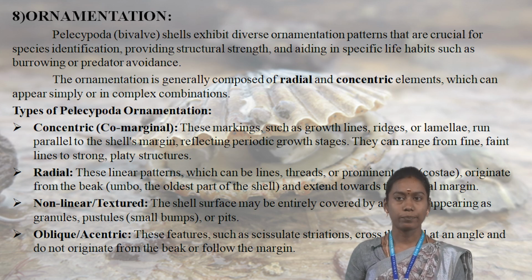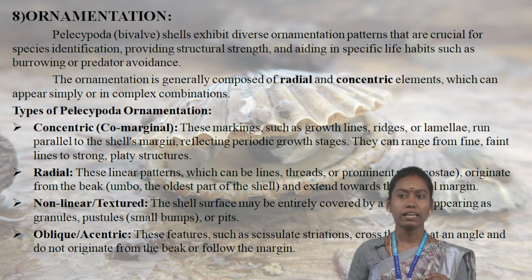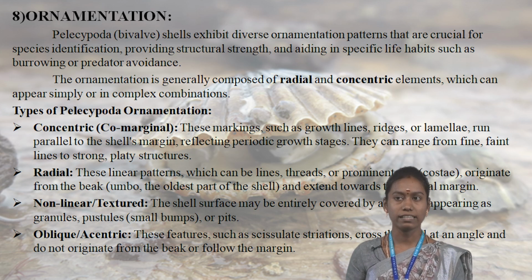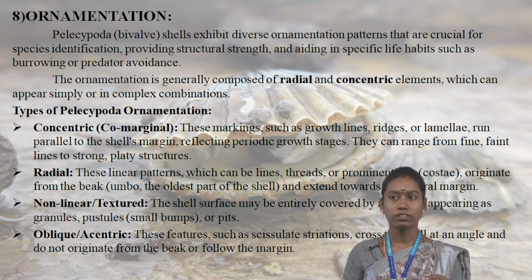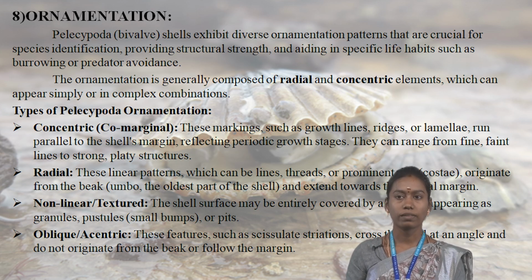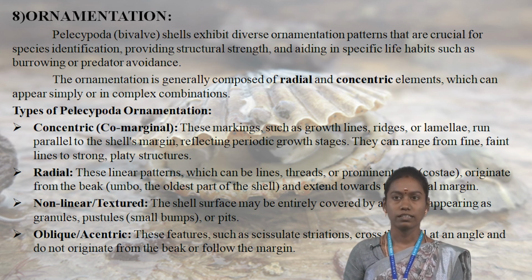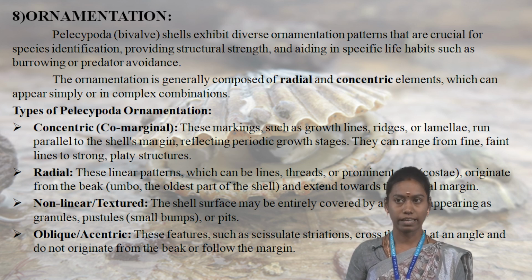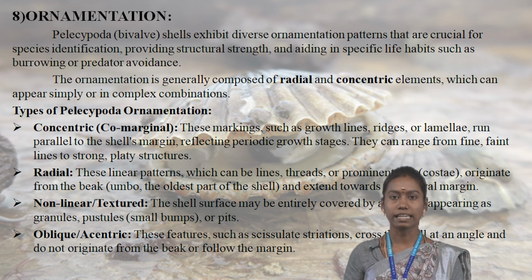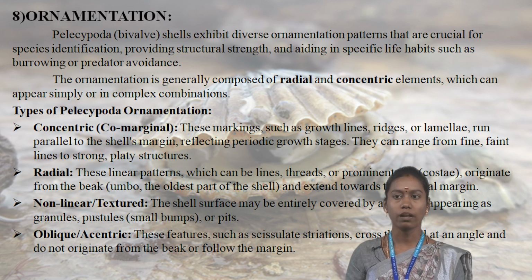Then the radial type. Radial means linear patterns which can be lines, threads or prominent ribs. They originate from the beak. Beak means umbo. Here we say the umbo. The umbo is the oldest part of the shell, as we saw earlier in the slide, and the pattern extends towards the ventral margin. The third type is non-linear or textured. The shell surface may be entirely covered by a texture appearing as granules, pustules or pits.